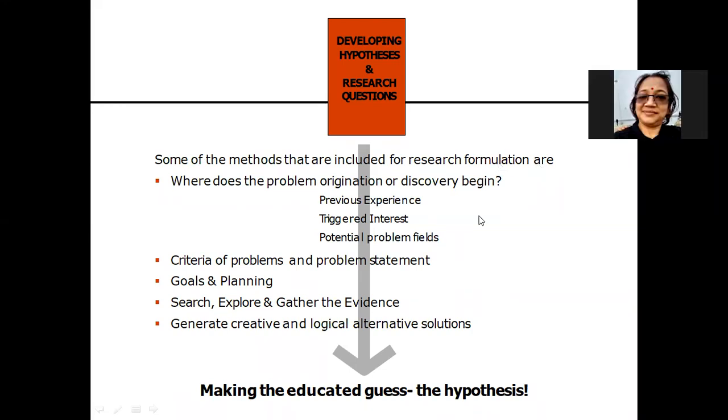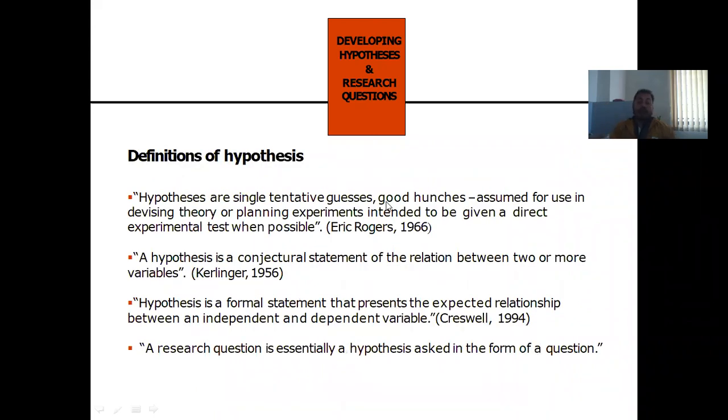Right. Now here I have defined it as making the educated guess. That guess is known as hypothesis. So let's come to the definitions by some famous authors. Definitions of hypothesis. The first one, you can see: hypotheses are single tentative guesses, good hunches assumed for use in devising theory or planning experiments intended to be given a direct experimental test when possible.